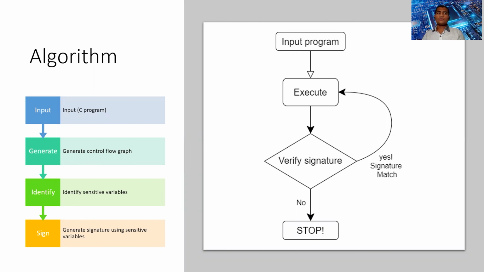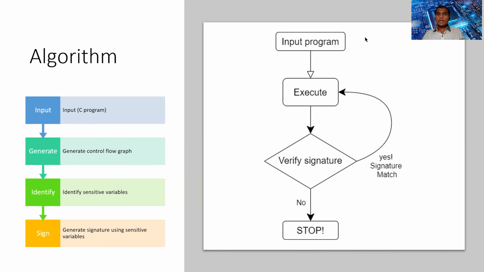My approach of remotely authenticating the IoT device is pretty straightforward. Here is the algorithm for it. So first of all, we are giving the input of a NEC program, and then we are generating the control flow graph. Then we are identifying the sensitive variables present in the control flow graph, and we are using these sensitive variables to create a unique watermark.